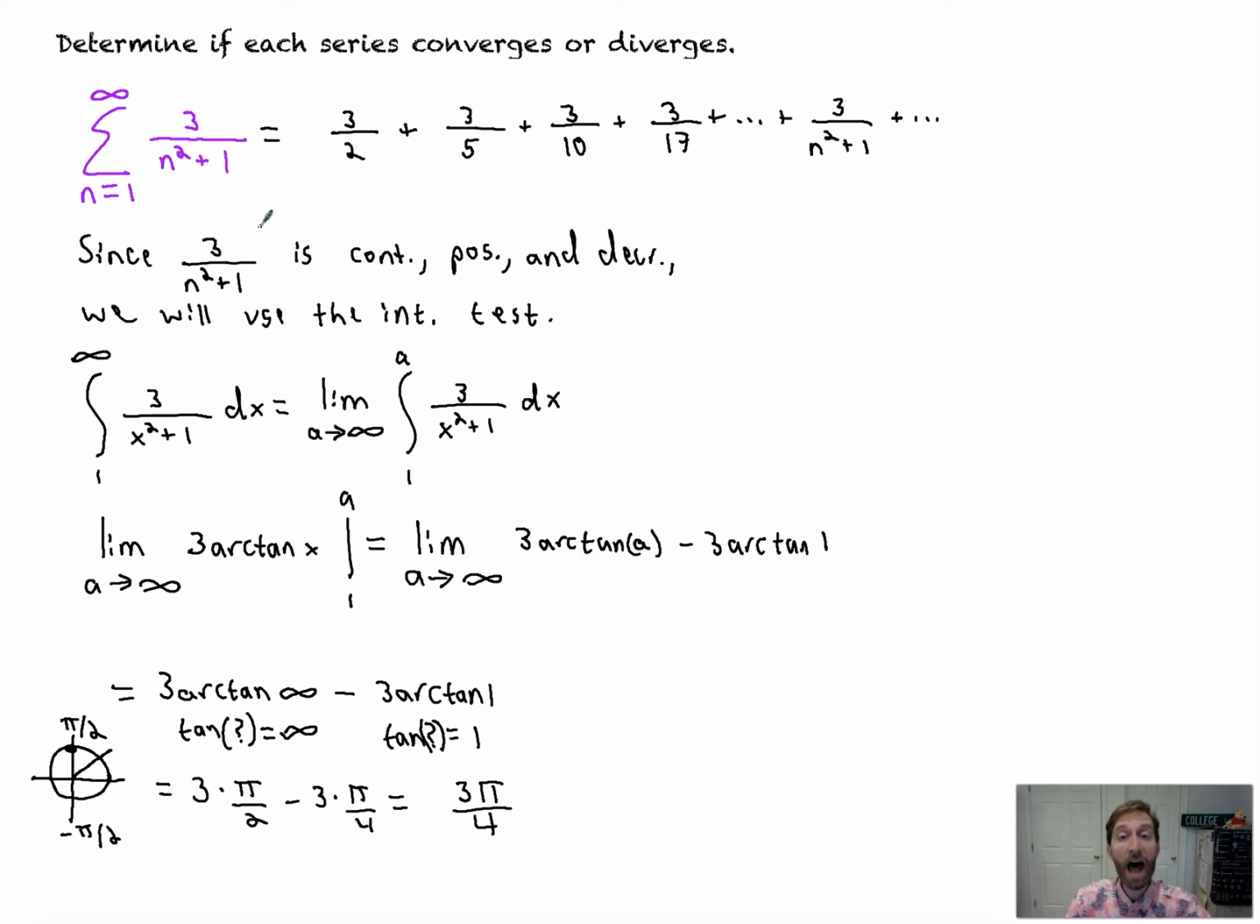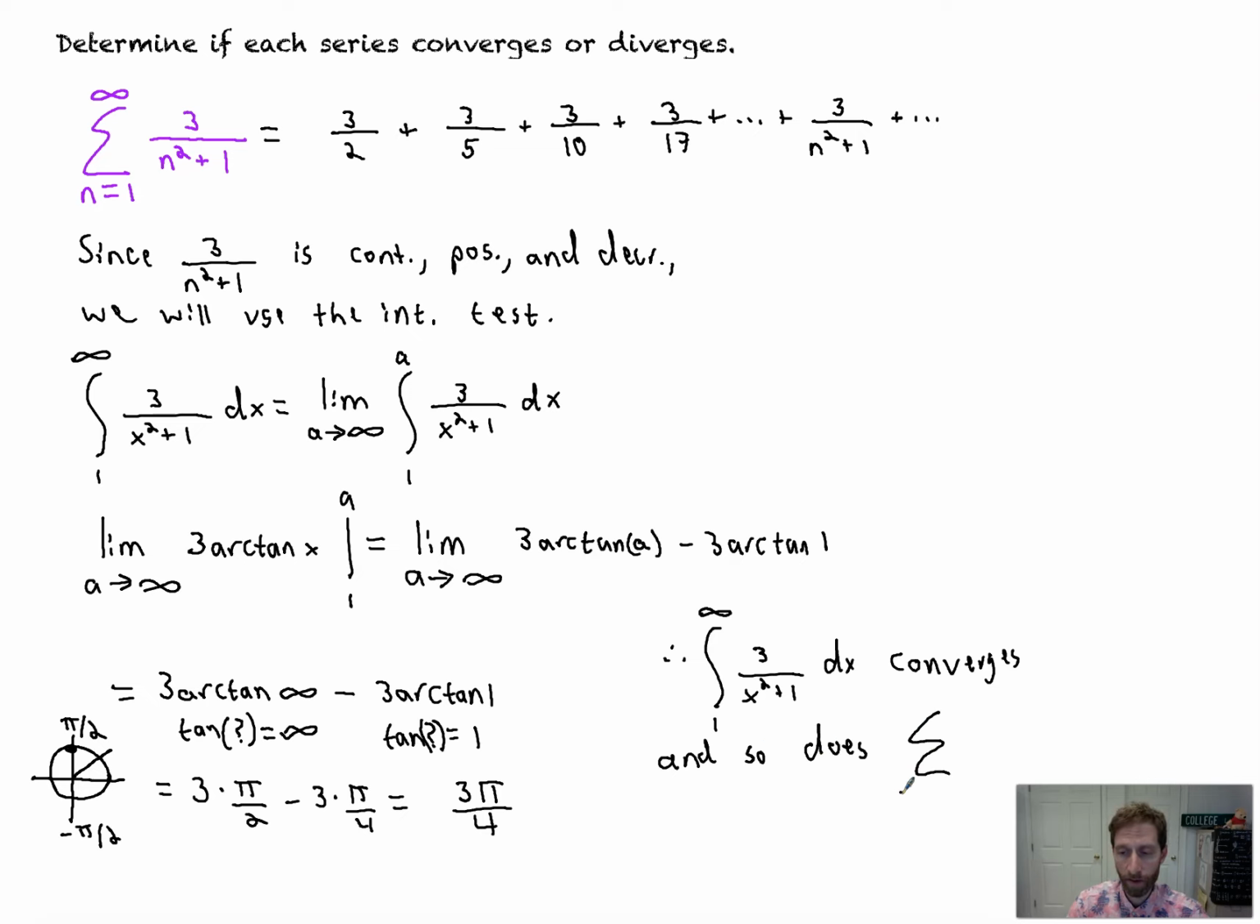Now, that is not the sum of the series. I need to be very clear. Just because we got this value doesn't mean that's what this series adds to. So all I'm going to state is, therefore, the integral from 1 to infinity of 3 over x squared plus 1 dx converges, and so does the series, the sum from n equals 1 to infinity of 3 over n squared plus 1.